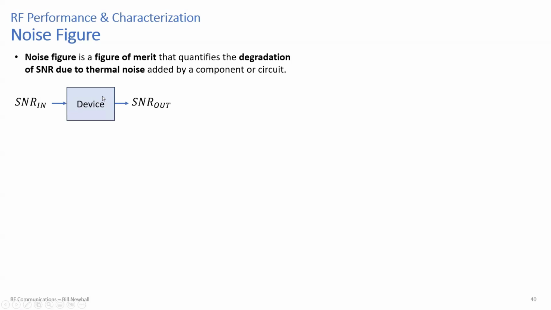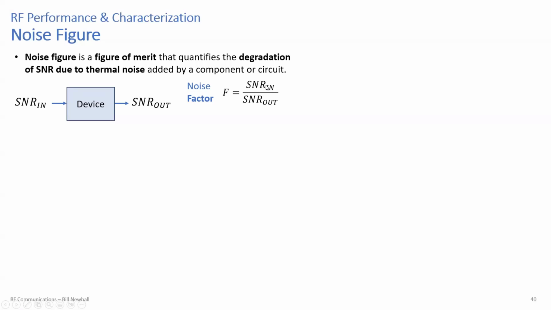So if you have a device and you have a signal to noise ratio in, so there's some signal coming in with noise added to that signal, and then you have an SNR out, the SNR out is going to be worse than the SNR in, in other words, lower. Noise factor, not noise figure, but noise factor is that ratio. It's signal to noise ratio in divided by signal to noise ratio out. And actually when you have a standard amount of noise coming in, that's what noise factor is.